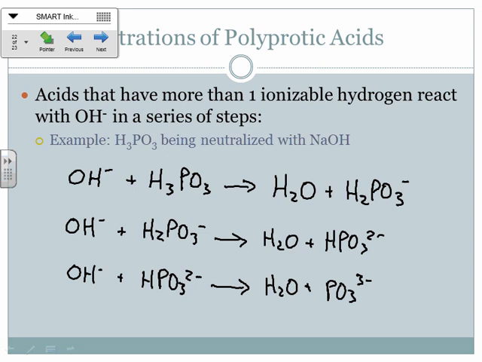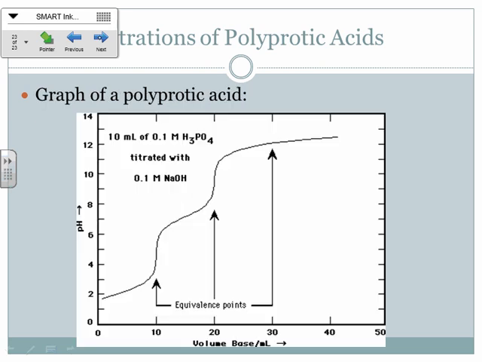So any ideas with the graph, or do you already have the graph on your paper? You don't. Okay, any ideas what the graph for that one might look like? We're basically going to have 3 different equivalence points here: an equivalence point for the first H plus that comes off, then one for the second, and one for the third. So your graph is actually going to look a little something like that.